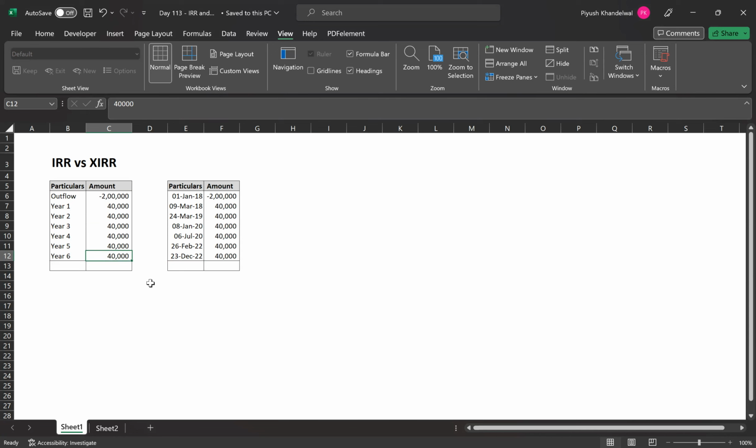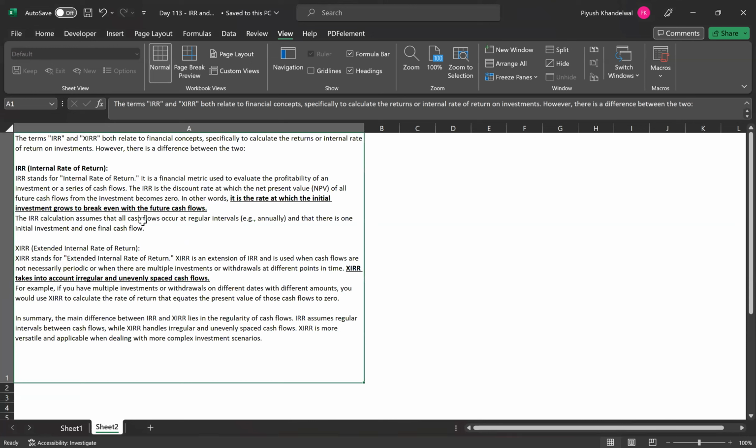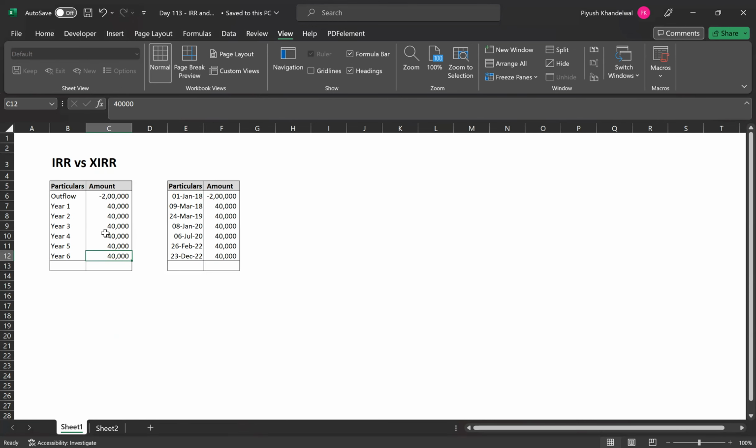How do you calculate the IRR? And what is IRR? IRR is actually the rate at which the initial investment breaks even with the future cash inflows, right? The present value of the future cash inflows. So the rate at which this 2 lakh rupees will make this 2 lakh 40,000 as 2 lakhs and this will become zero. This is the rate which is called as the IRR, which is internal rate of return, right?